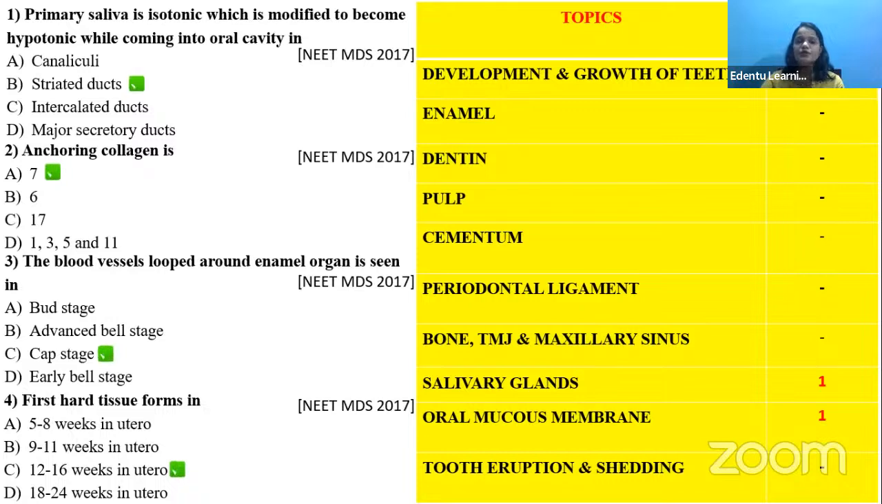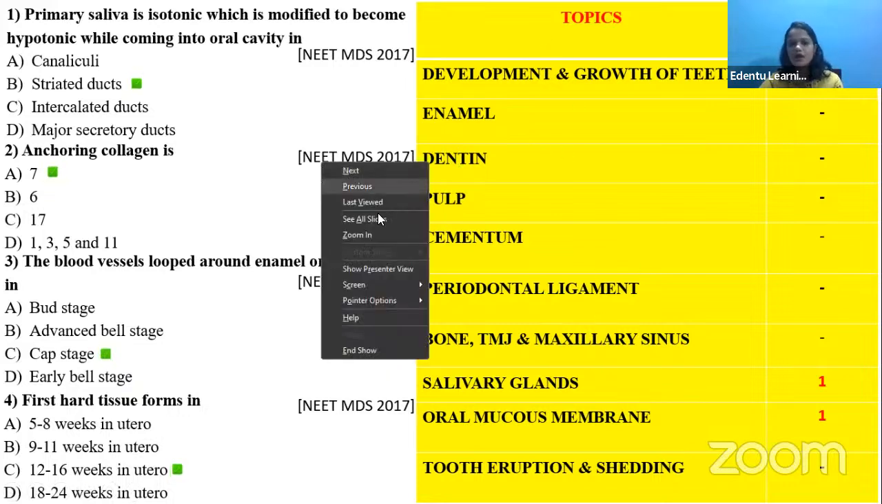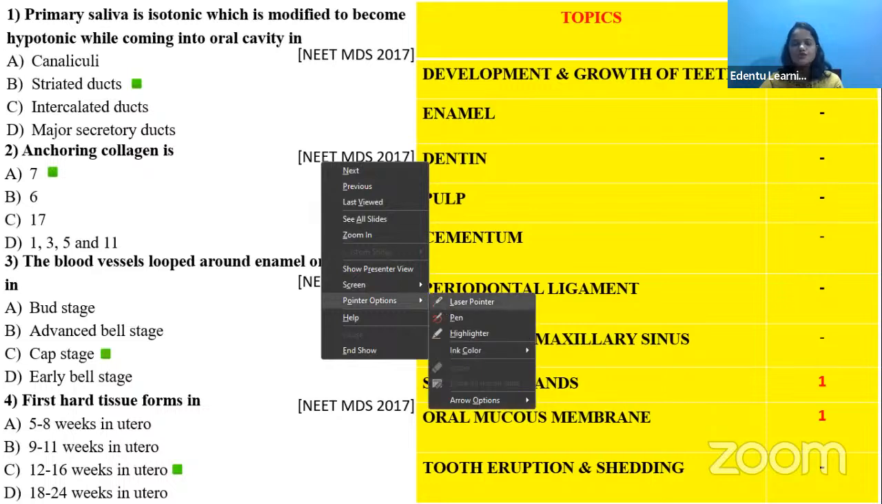Now, let's look at each question. From 2017, we are analyzing each question, and on the right side you have the main topics. After reading each question, we will assign it to the particular topic on the right side where it belongs. At the end, we will see from which topic more questions were asked. That's what we are going to do today.